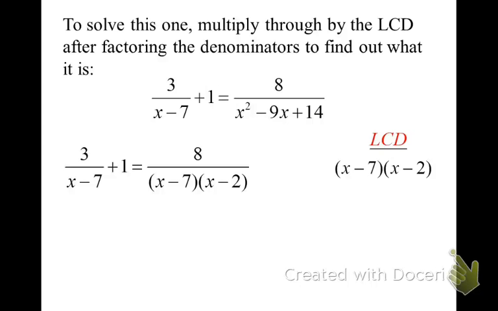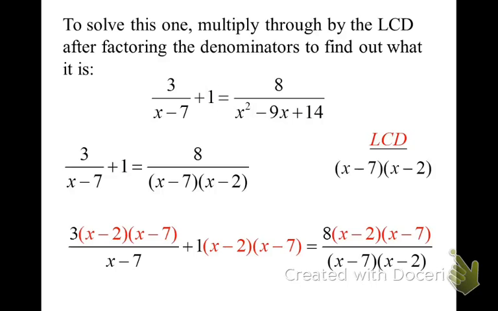And that really means we're going to multiply it by both terms on the left side and by the right side. When we do that, you can see in red is how we showed multiplying it by every term. And in doing that, on the very first fraction on the left, you can see that the x minus 7s are going to cancel, leaving us just 3 times x minus 2.